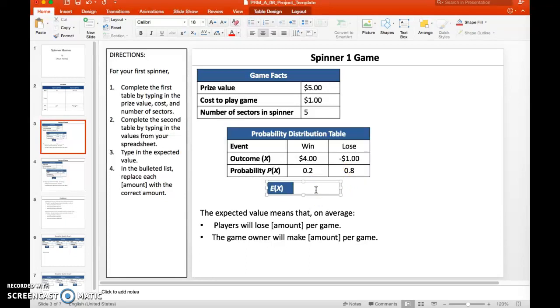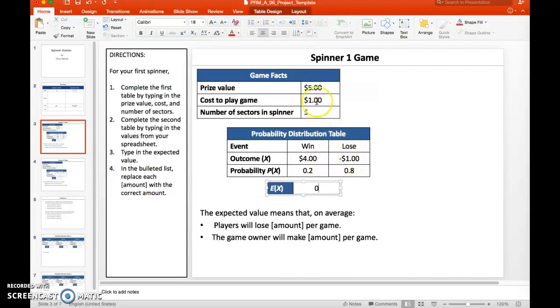Okay, my expected value. I'm going to multiply my outcome, $4, by the probability, 0.2. Then I'm going to subtract, basically really add, but subtract 1 times 0.8. Again, the 1 is negative, so it makes it subtraction. And I come out with 0. Now, I'm not going to win anything this way, so maybe I need to slightly adjust this a little bit.